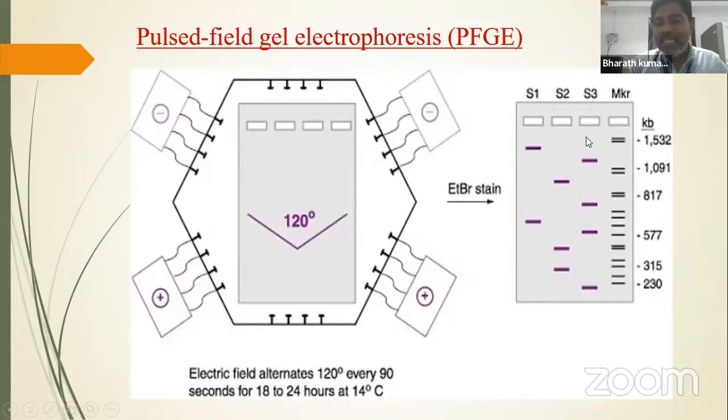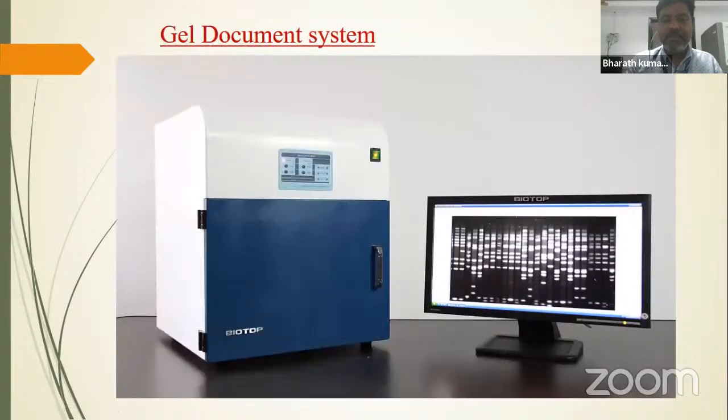If the length is more, it will run very slowly. If the length is very small, it runs very fast. 230 kilo base pair means it is a very small DNA. That's why it runs very far in the electric field. So based upon this, we can say the length of our extracted DNA.